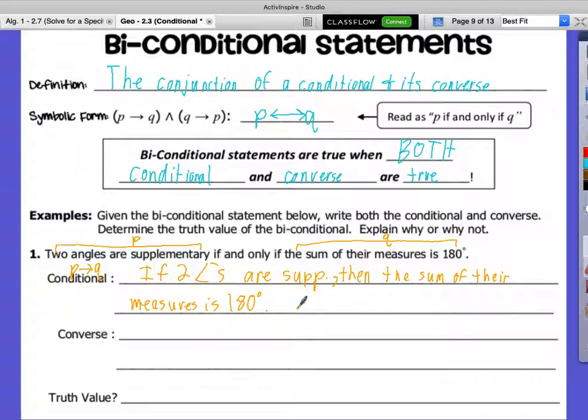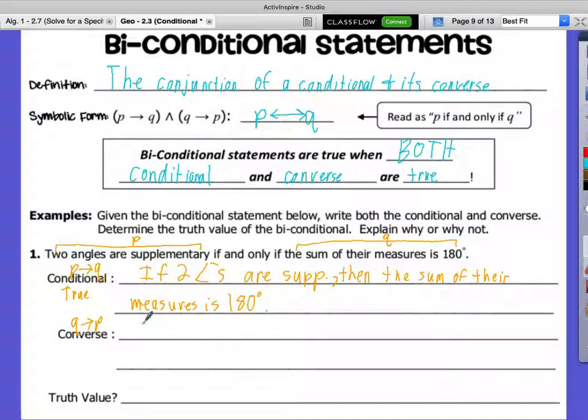Is that true? Yeah, that's our definition of supplementary. The definition says, if two angles are supplementary, then they do add up to 180. So we know that this is true. Okay, converse. Converse is the flipped order, right? So we're going Q, then P.